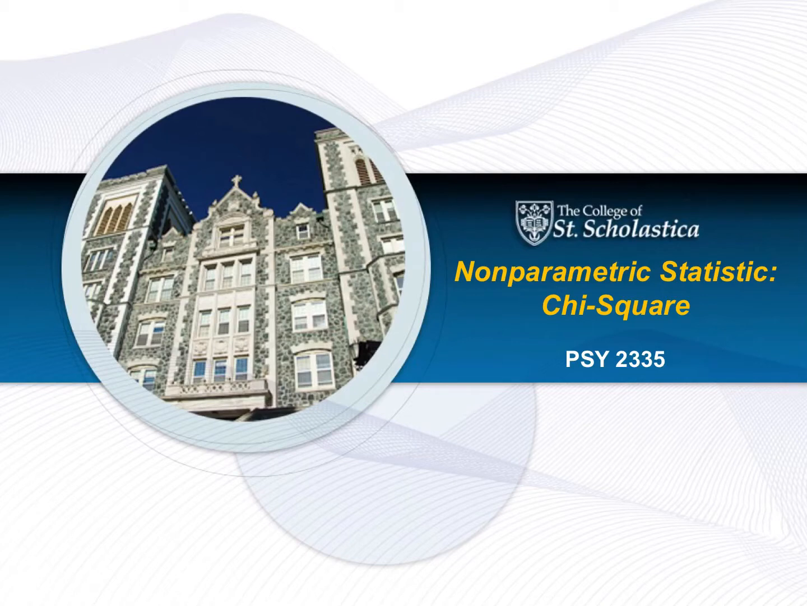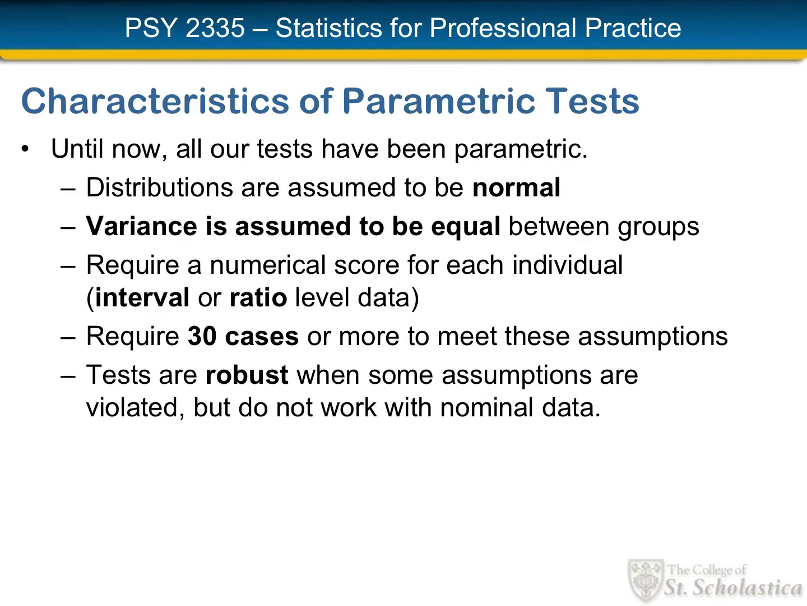Let's dig in. All of our hypothesis tests up until this point have been what we call parametric, meaning that we were trying to estimate a population parameter, or the difference of two parameters, like two means. When we do those kinds of tests, we make a variety of assumptions, including that the distributions are normal, that the variance is equal between the groups, and that we have a numerical score for each individual, so that our data are interval or ratio.